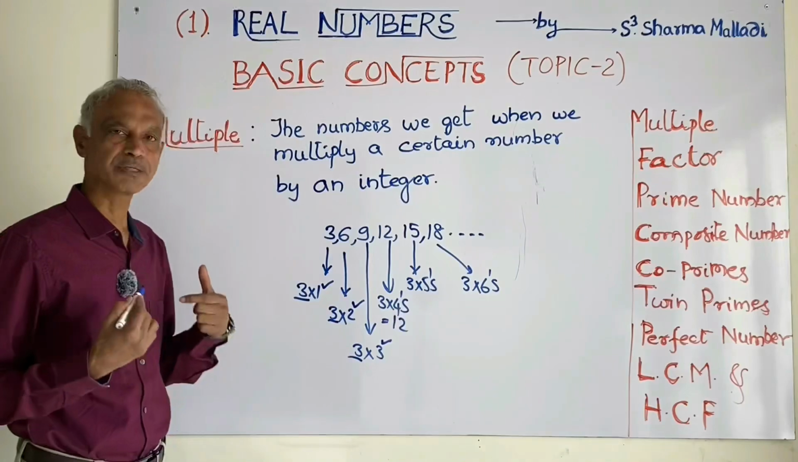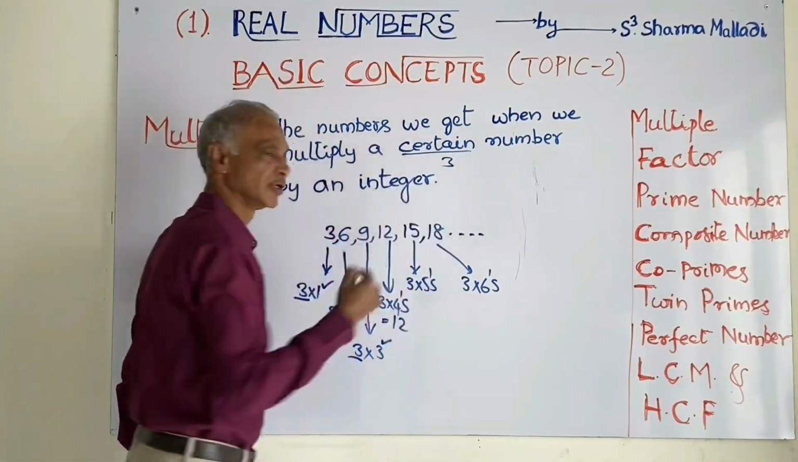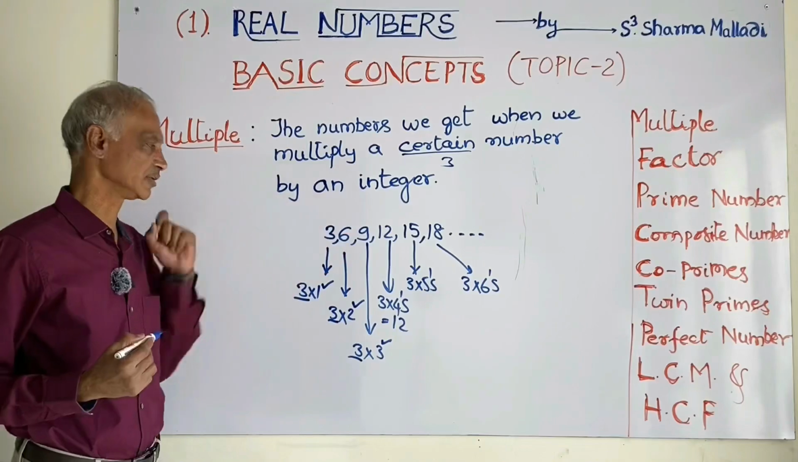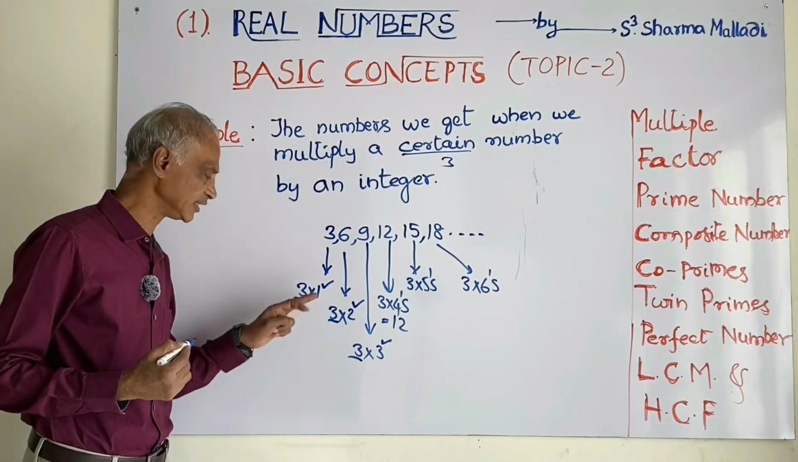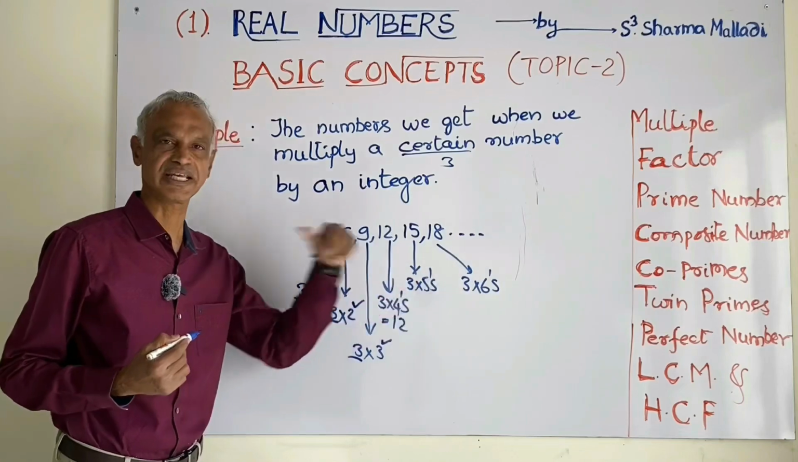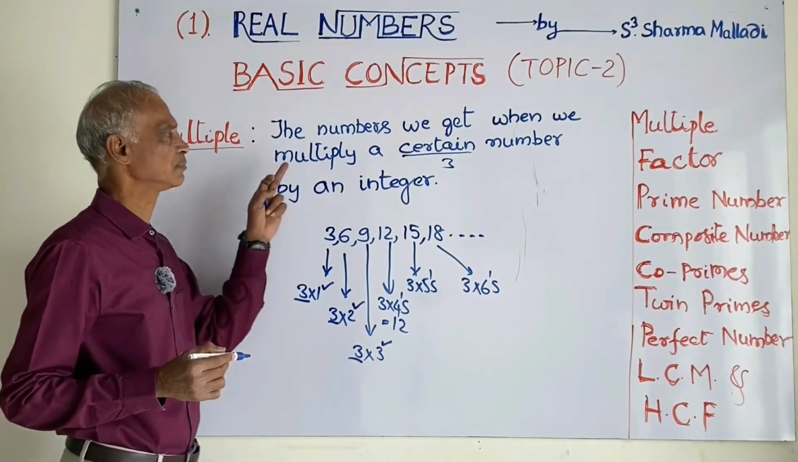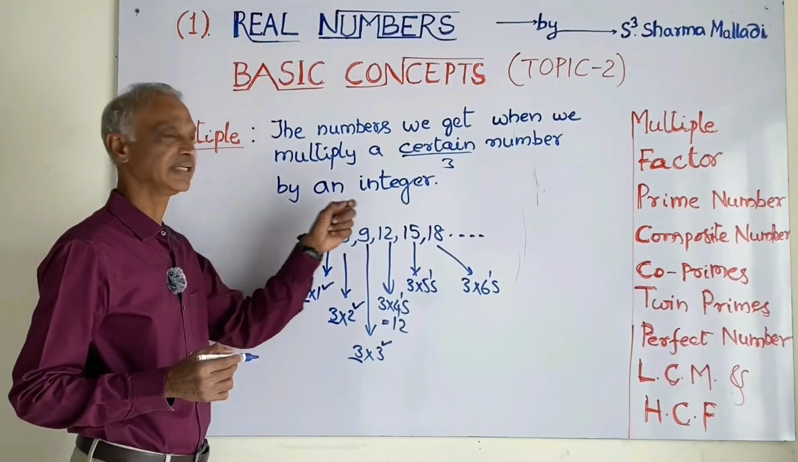How are you getting multiples of 3? You are multiplying a certain number. What is that certain number? That is 3, by an integer. You are multiplying 3 with an integer, 1, 2, 3, 4, 5, 6 like this. The numbers we get when we multiply a certain number by an integer are its multiples.